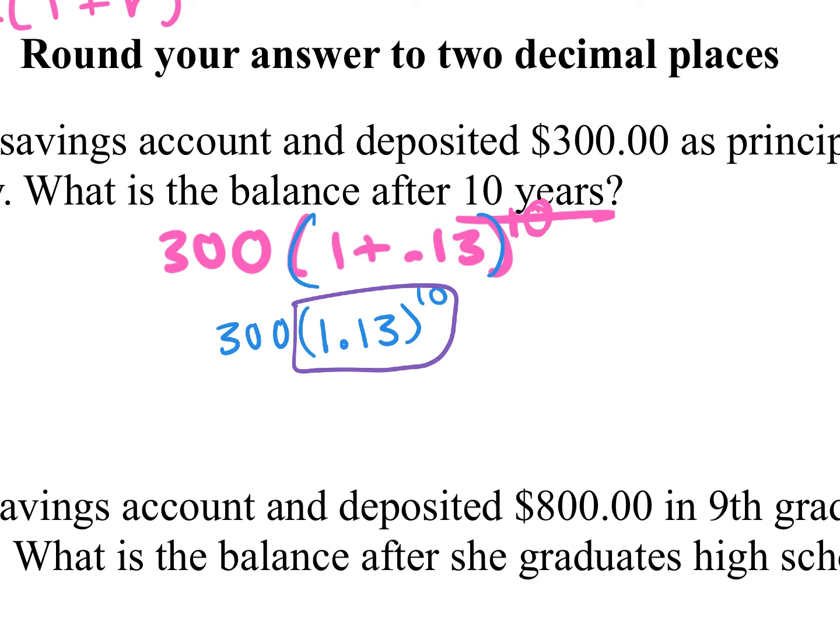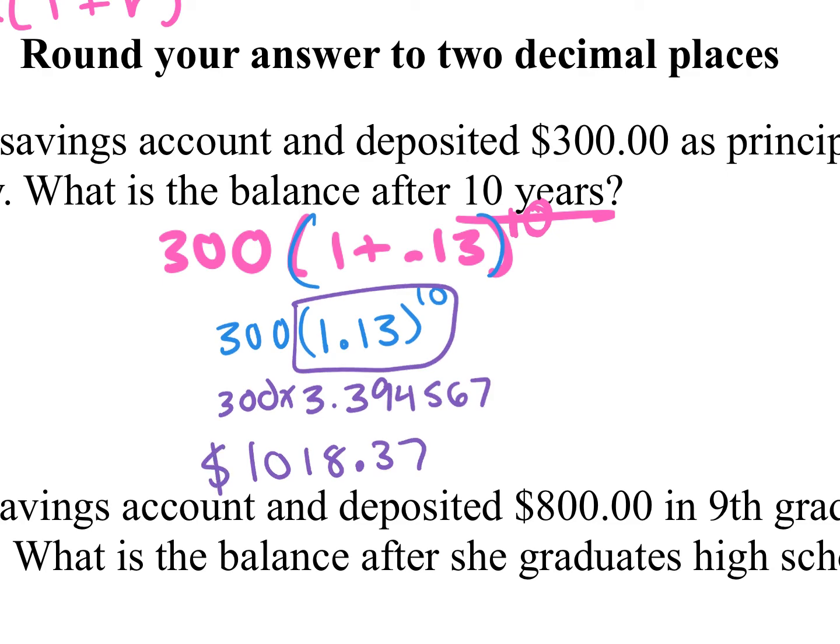Make sure you know how to do this in your calculator. I will not show you tomorrow while you are quizzing. So 1.13 to the power of 10, you should get 3.39457. And then what's the last step? Times 300. So we get 1,018.37, which would just round to 37.